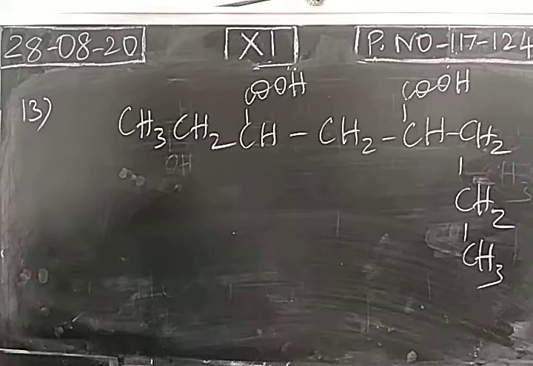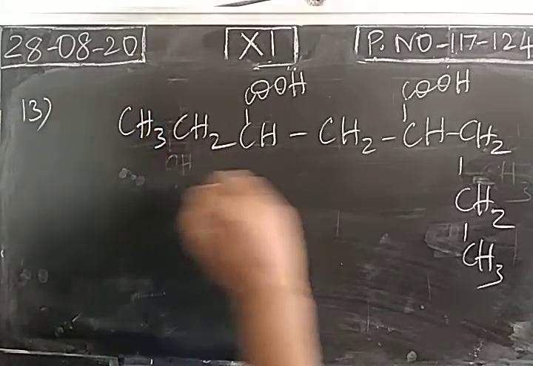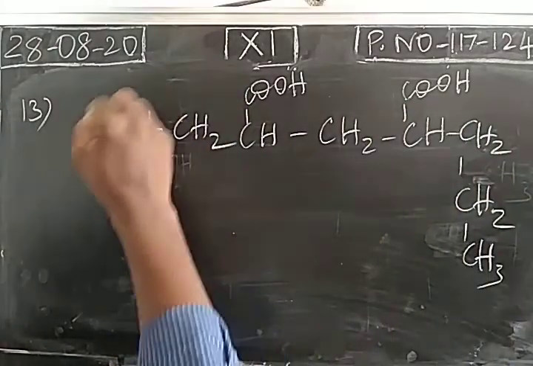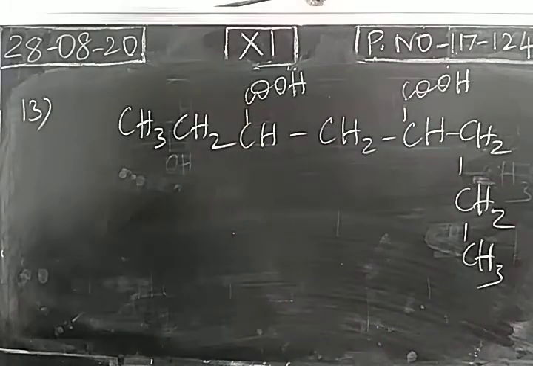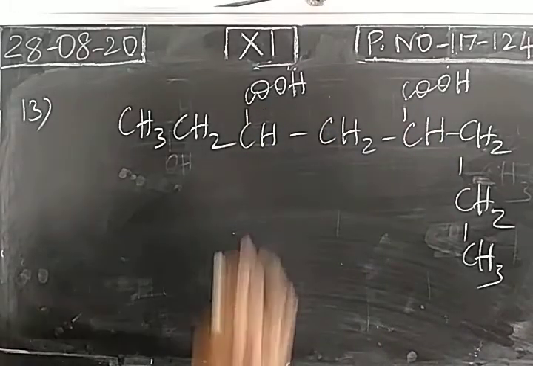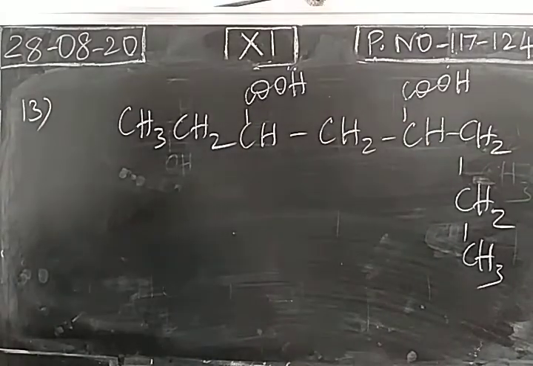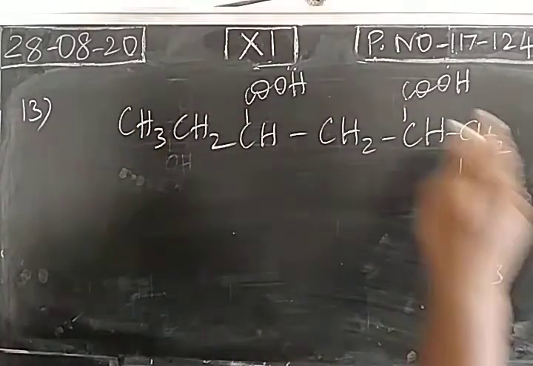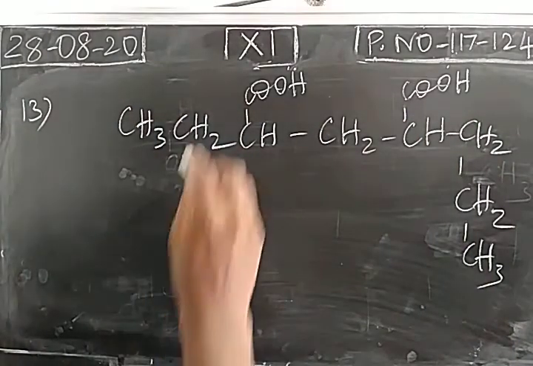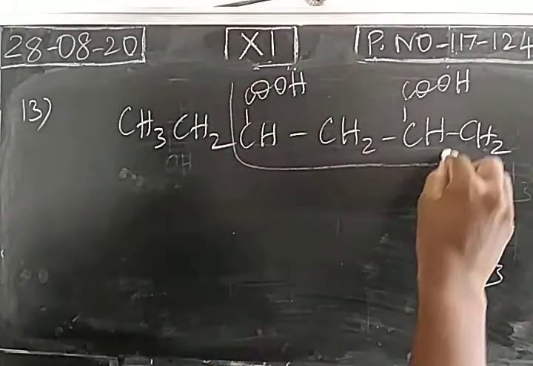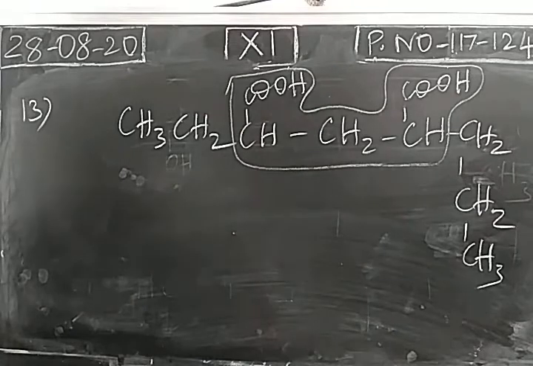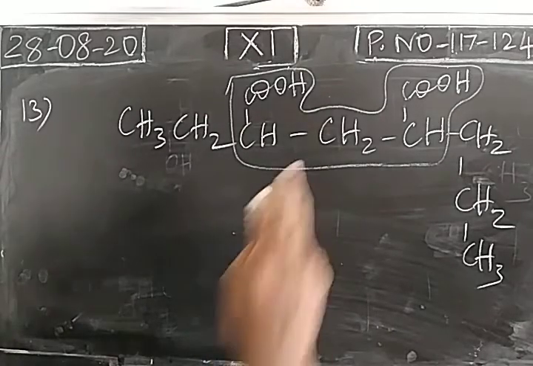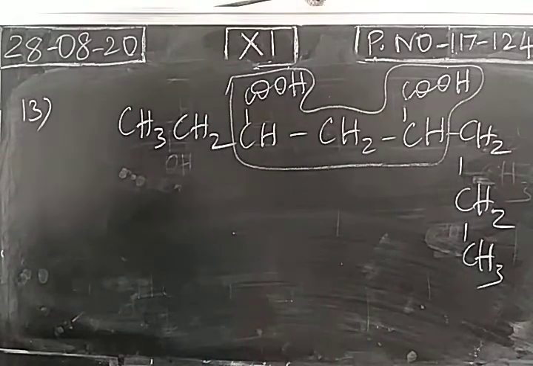Okay, which will be the longest chain? You cannot select this as the longest chain. Why? These two are functional groups, right? When we select the longest chain, the functional group carbon should also be included. So don't select this as the longest chain. This will be the longest chain because it contains the functional group, carboxylic acid.